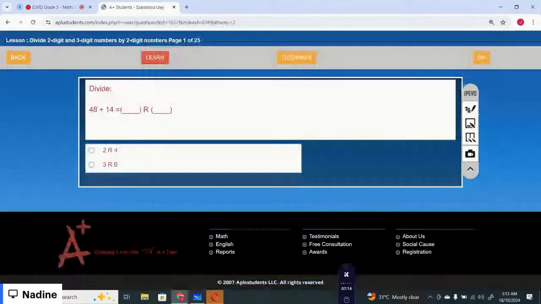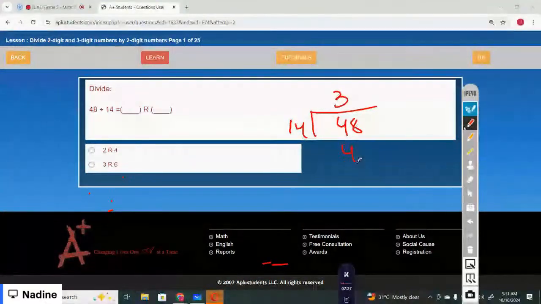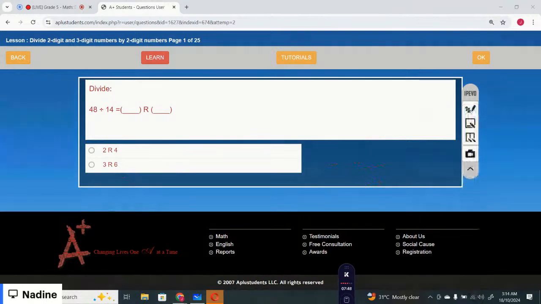Okay, 48 divided by 14. Let's just divide. So we can go for 14 times 3 is 42, right? 48 take away 42 is 6. So you have the remainder 6. That is 3 R 6. Option number 2 is the option. If you have any question, please ask. The correct option is 3 R 6.